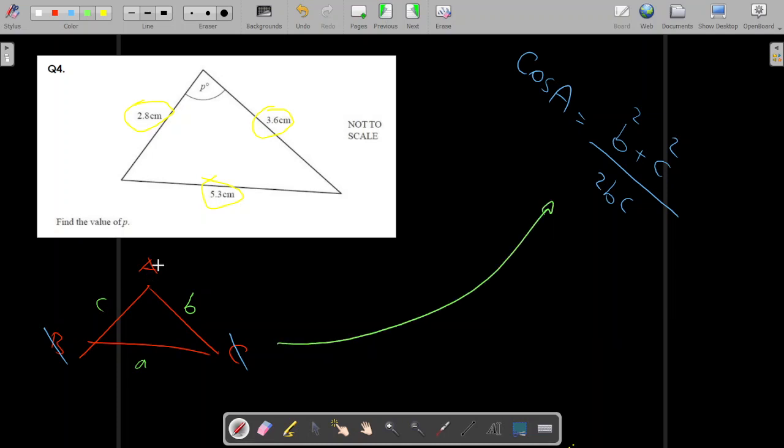So the angle A is actually representing the angle P, and B here is representing 3.6 centimeters, and C here is equal to 2.8 centimeters, while A represents 5.3 centimeters. So this is how you can interpret the problem on your drawing, okay? Make sure that you interpret it properly as I did, because some students are going to confuse the sides with each other. It's very important that you keep this order.